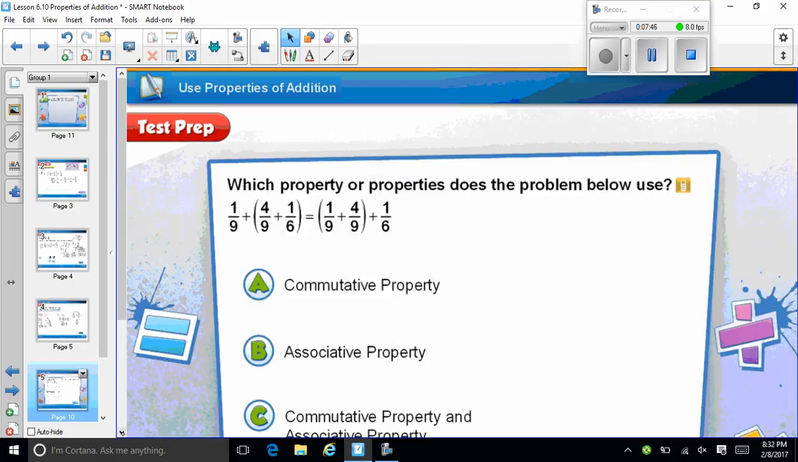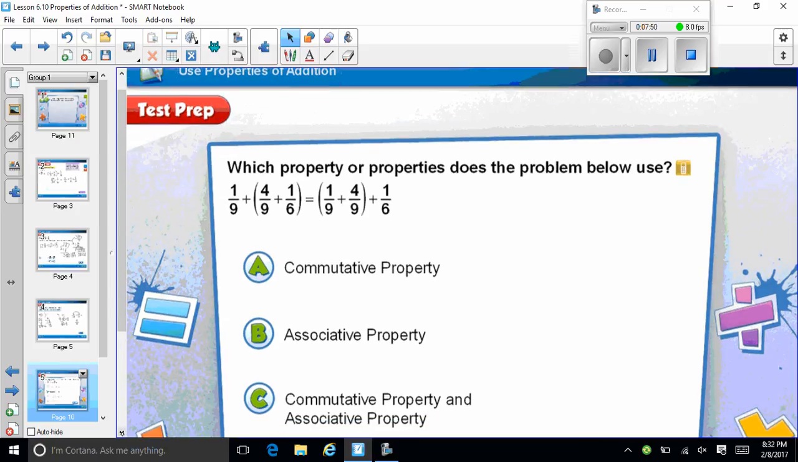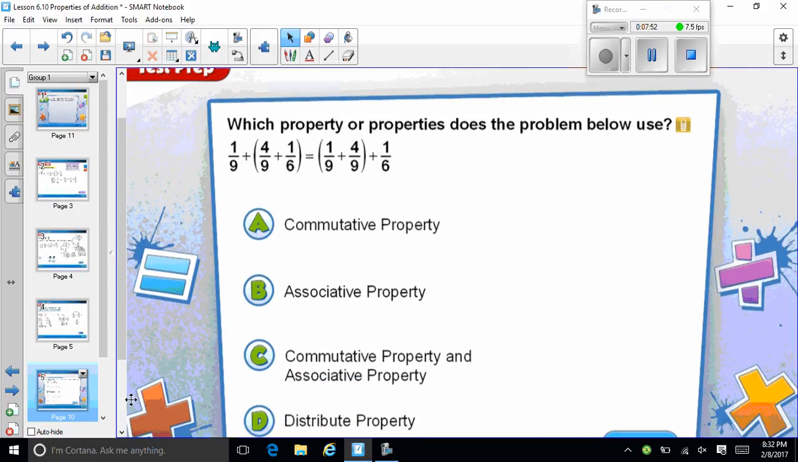Alright, it's time for your test prep question. This is practicing the properties. What you're going to do is copy down the equation here, and identify what property was used in order to solve this. You're going to select your answer. I also want you to solve this problem and show me what your answer would be. Once you have this copied down, continue to hit play.